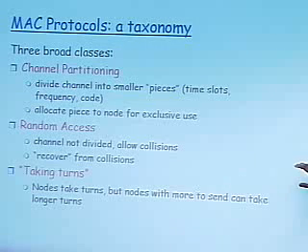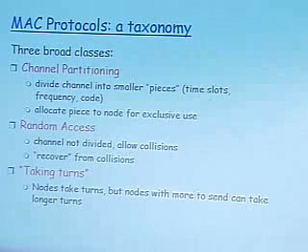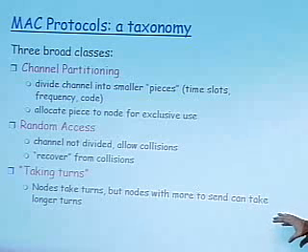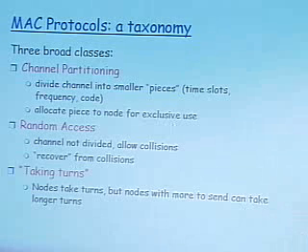One is channel partitioning, where you take the broadcast channel, you partition it into small pieces, and you assign those smaller pieces to individual nodes. The second kind is a random access MAC protocol, in which there is no partitioning of the channel. You allow simultaneous transmissions by different nodes, but these simultaneous transmissions can cause collisions, and then you have to recover from the collisions. Then there is this taking turns protocol, or token passing protocol, where nodes take turns to access the channel, but nodes that have more to send can have longer turns.